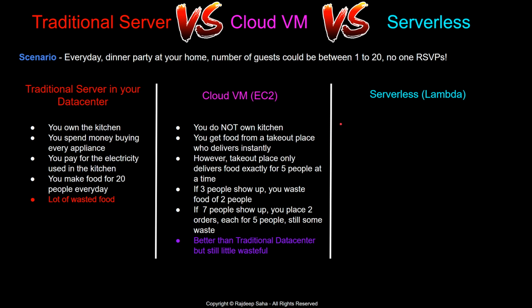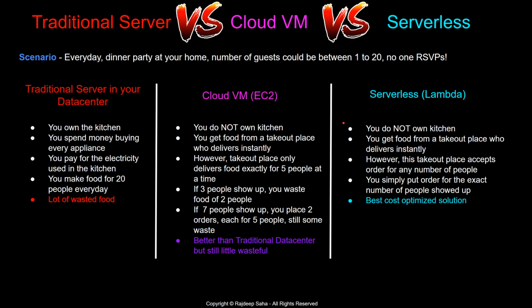So how would this look with serverless? With serverless, you do not own the kitchen, you do not spend money buying any appliances, and you do not pay the electricity bill, similar to EC2. And you get food from a takeout place that delivers instantly. However, this takeout place accepts orders for any number of people. So you simply put in an order for the exact number of people that showed up at your house and there is no waste. So this is the best cost-optimized solution.